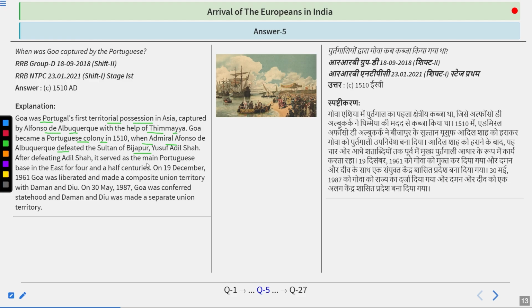After defeating Adil Shah, it served as the main Portuguese base in the east for 4.5 centuries. On 19 December 1961, Goa was liberated and made a composite union territory with Daman and Diu. On 30th May 1987, Goa was conferred statehood and Daman and Diu was made a separate union territory. So basically, 1510 was the time when Goa was captured by the Portuguese.